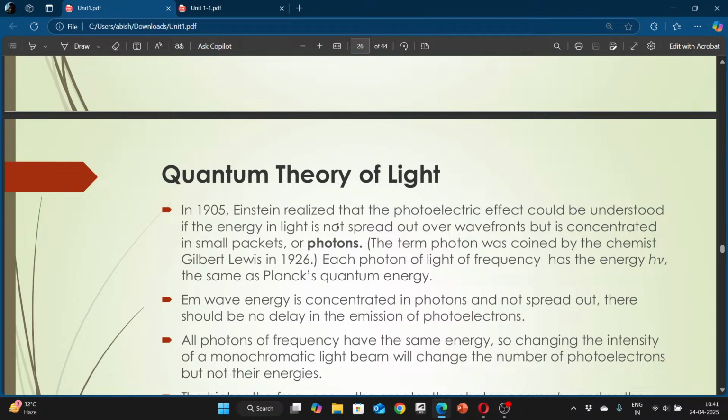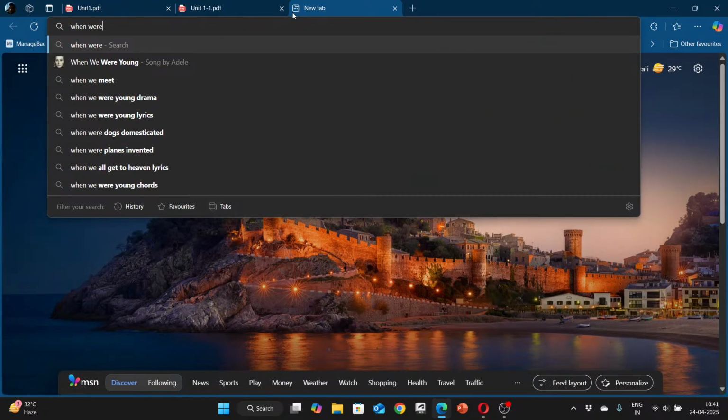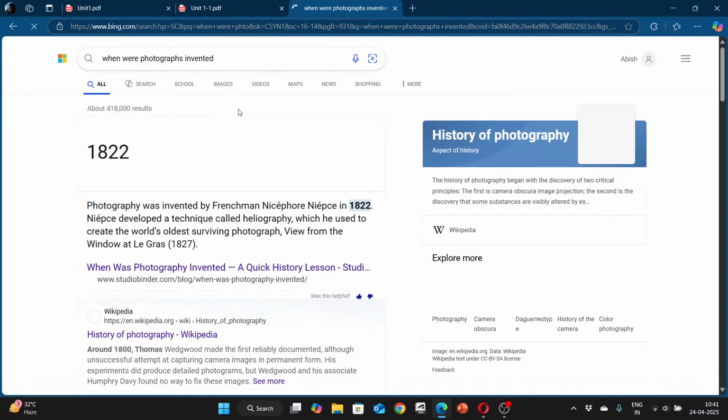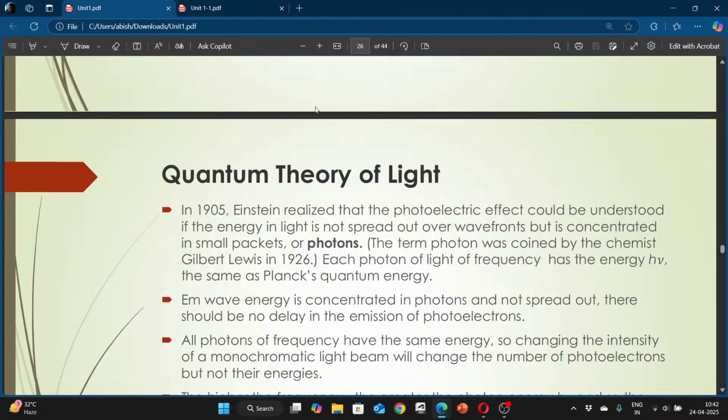Each photon of light of frequency nu has energy h nu, the same as Planck's quantum energy.